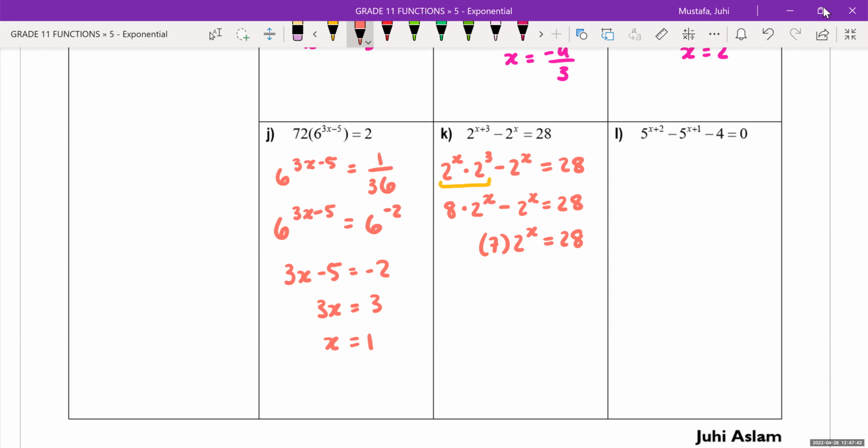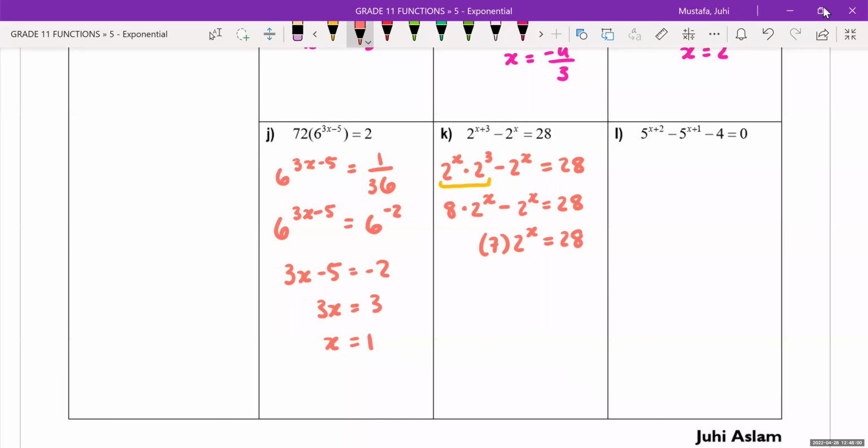Well, technically in front of the 2 to the power of x, there's a coefficient of 1. So if you replace 2 to the power of x with another letter, it would be like 8a minus 1a. Yes, it is the coefficient of 1.